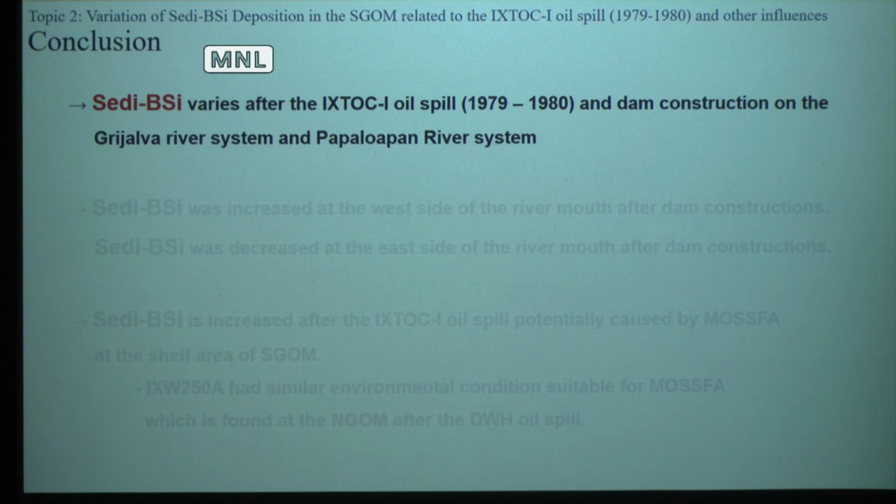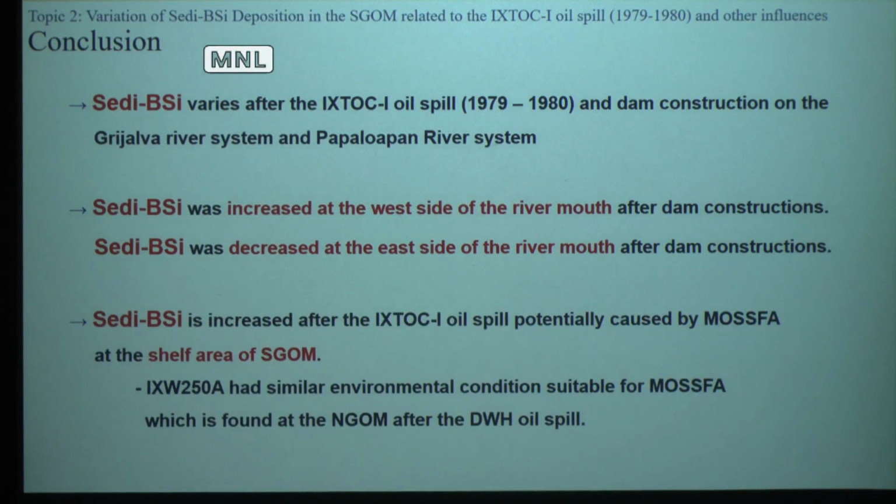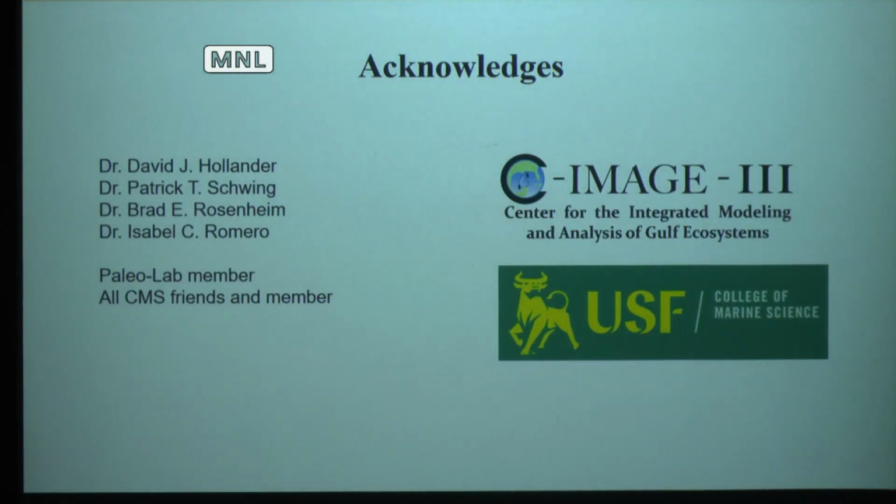Sedimentary biogenic silica varies after the IXTOC-I oil spill and dam construction on the Grijalva River system and Papaloapan River system. Sedimentary biogenic silica increased at the west side of the river mouth after the dam construction, and decreased at the east side of the river mouth after the dam construction. And also, sedimentary biogenic silica increased after the IXTOC-I oil spill, potentially caused by MOSPA, at the shelf area of the southern Gulf of Mexico. So this is the end of my presentation.